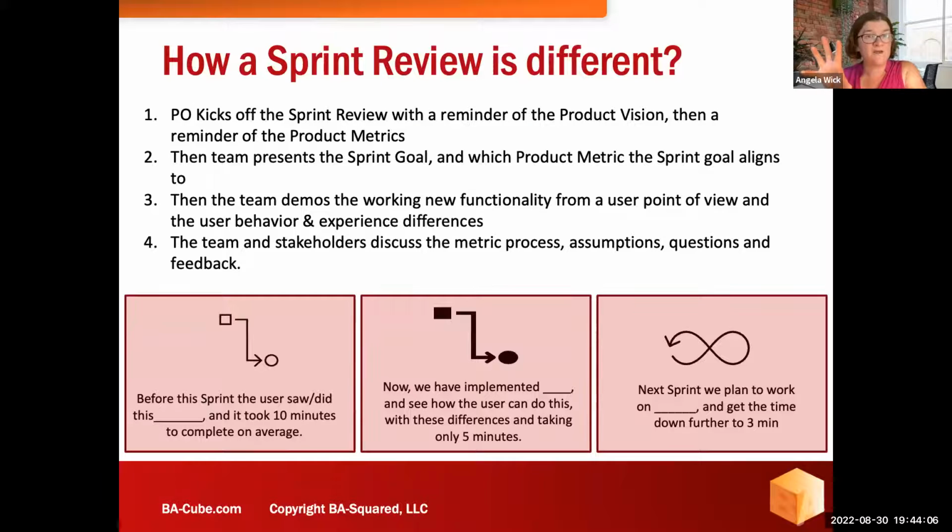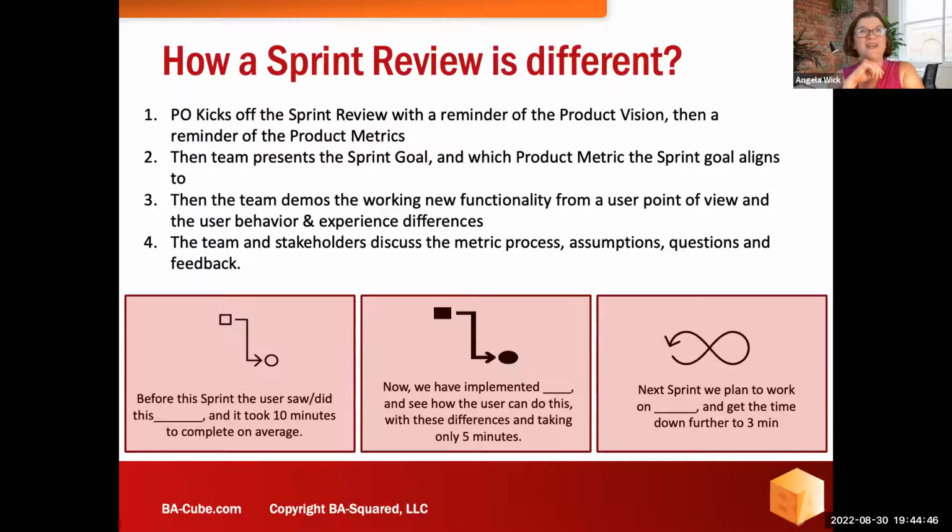Then the team presents their sprint goal, which links to a product metric. So this sprint, we are working on getting more customers to sign up for online access and download the mobile app. And here are the things we've done to help customers do that. And they would demo that. So do you see where a sprint goal is aligned to a product vision and a customer behavior? And then our user stories are then aligned to that. Then the team demos that working new functionality from a user point of view. And the team and stakeholders discuss the metric, process, assumptions, and questions.